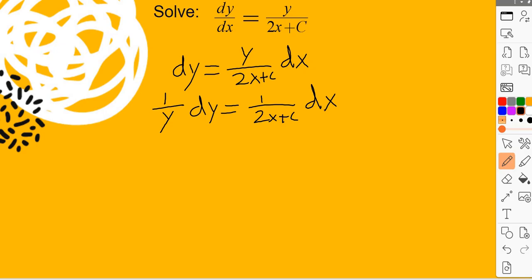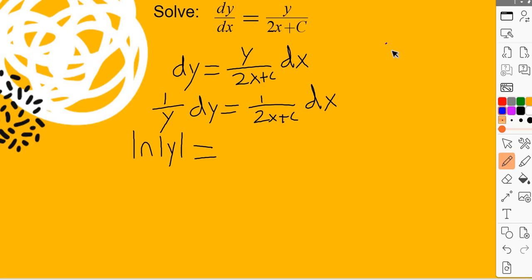So that left side should look very familiar. What is the antiderivative of 1 over y? Natural log of y. Cool. Now, what does the right side almost look like? It looks close to a natural log. But what do we have down there as well? C and 2. The 2 is actually more important than the C is. What do we need to do then?